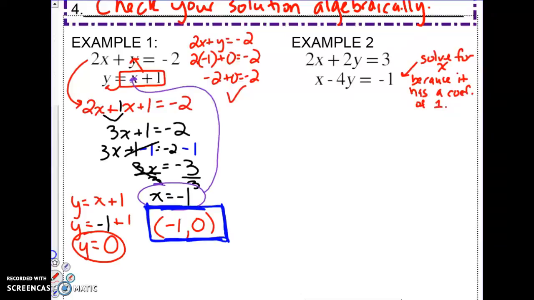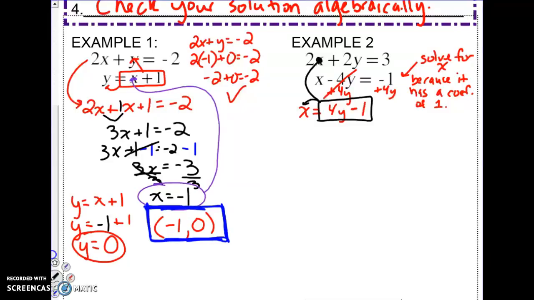Alright, so I'm going to take this equation, and I'm going to add 4y to both sides because the positive and negative cancel out, and then my equation is x equals 4y minus 1. So then I have to move on to step number 2, which is to box off this expression, and it's equal to x. I'm going to plug it in for x right there.